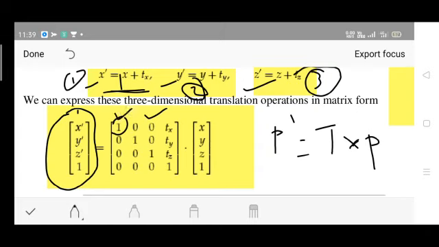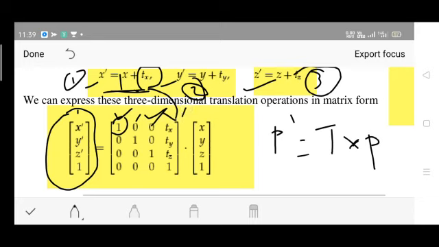Is there any y term? No. Is there any z term? Check here, check the pointer. Is there any z term? No. So mark it as 0. So 0y, 0z, and there is a constant term, of course. Mark it over as the fourth parameter, tx.